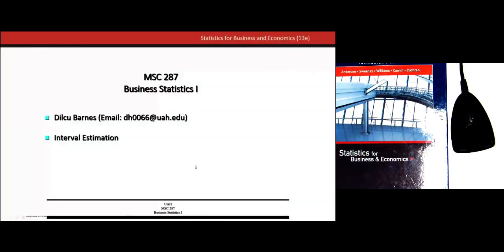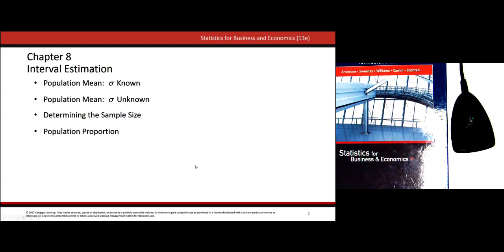Today we will discuss interval estimation. So we have two types of estimates, point and interval. For example, if the population mean is unknown, you can calculate the sample mean to estimate the population mean. The sample mean is just one single number. We don't know how close that sample mean is to the true value of the population mean. So we also have interval estimates.